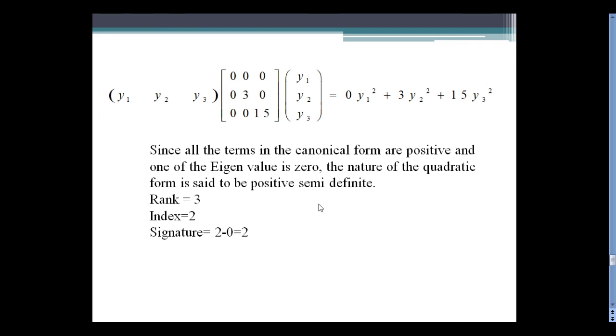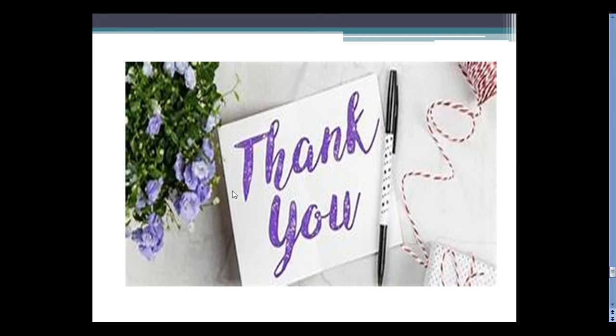Here the rank is 2. One term is 0, so don't include it. We are having only two values. The rank is only 2 and the index is also 2. So the signature is, we can also apply the formula, positive terms minus 0, we get 2. Thank you, students.